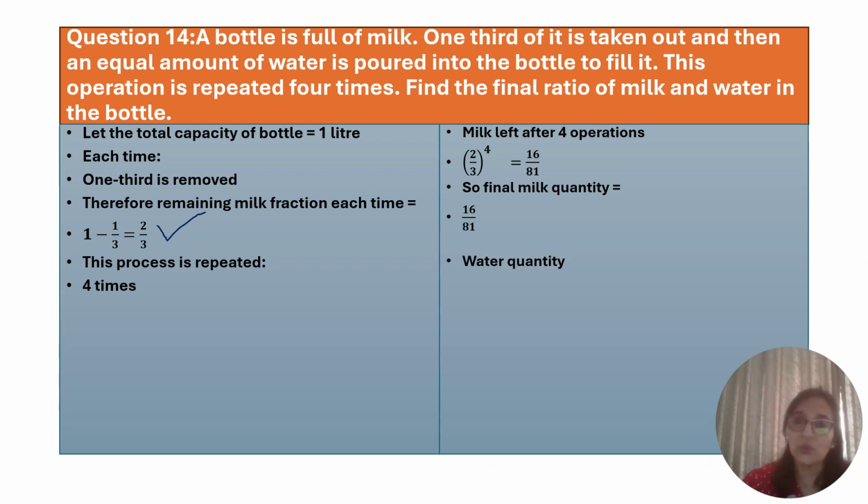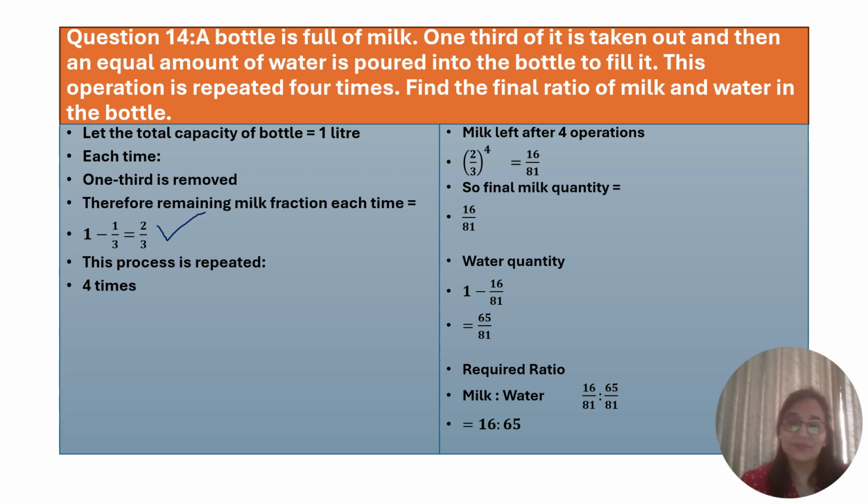So the final milk quantity will be 16 upon 81. And the water quantity will be the remaining, so 1, that is the total, minus 16 upon 81 will give you 65 upon 81. So what is the required ratio now? Milk is to water is 16 upon 81 is to 65 upon 81. When you calculate, you will get 16 is to 65. I hope this question is clear to you.